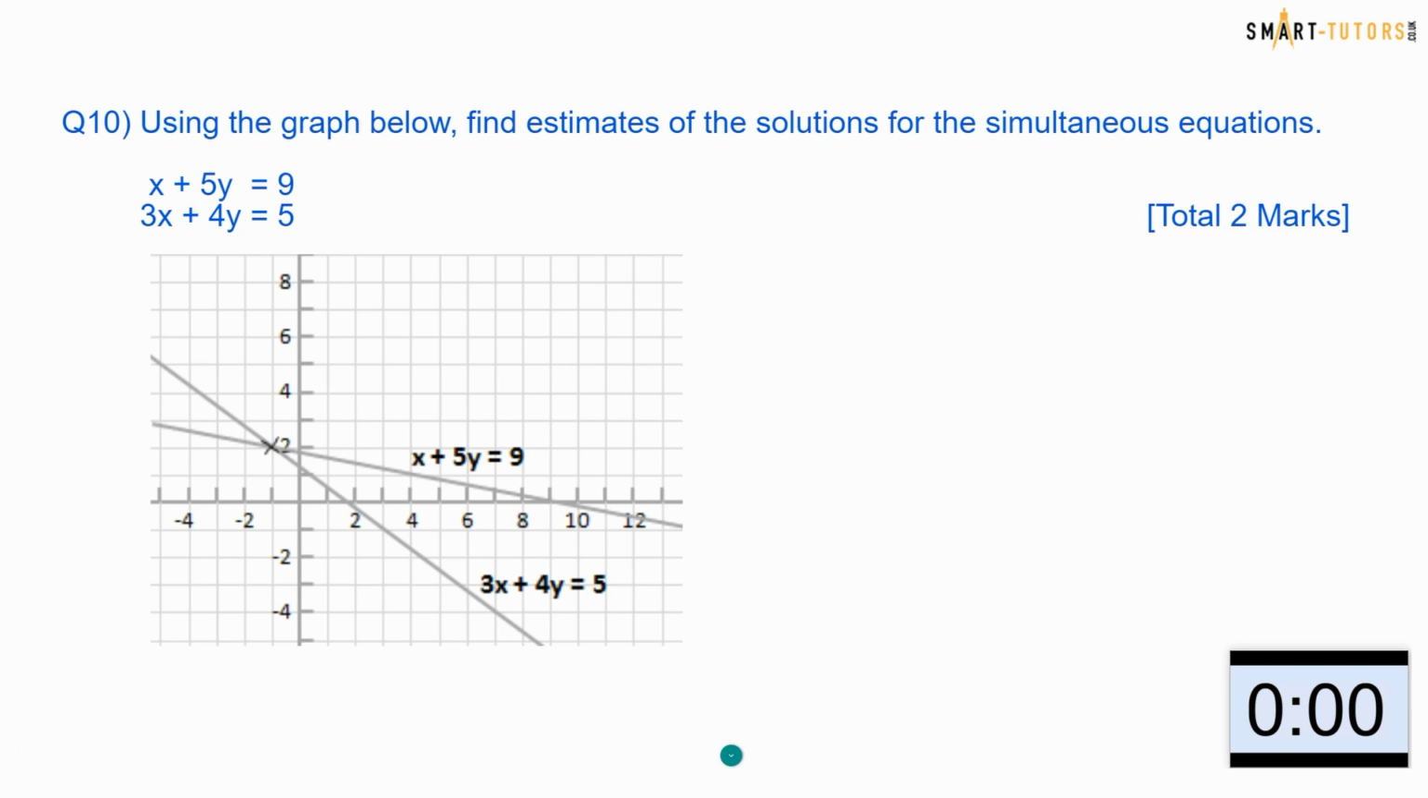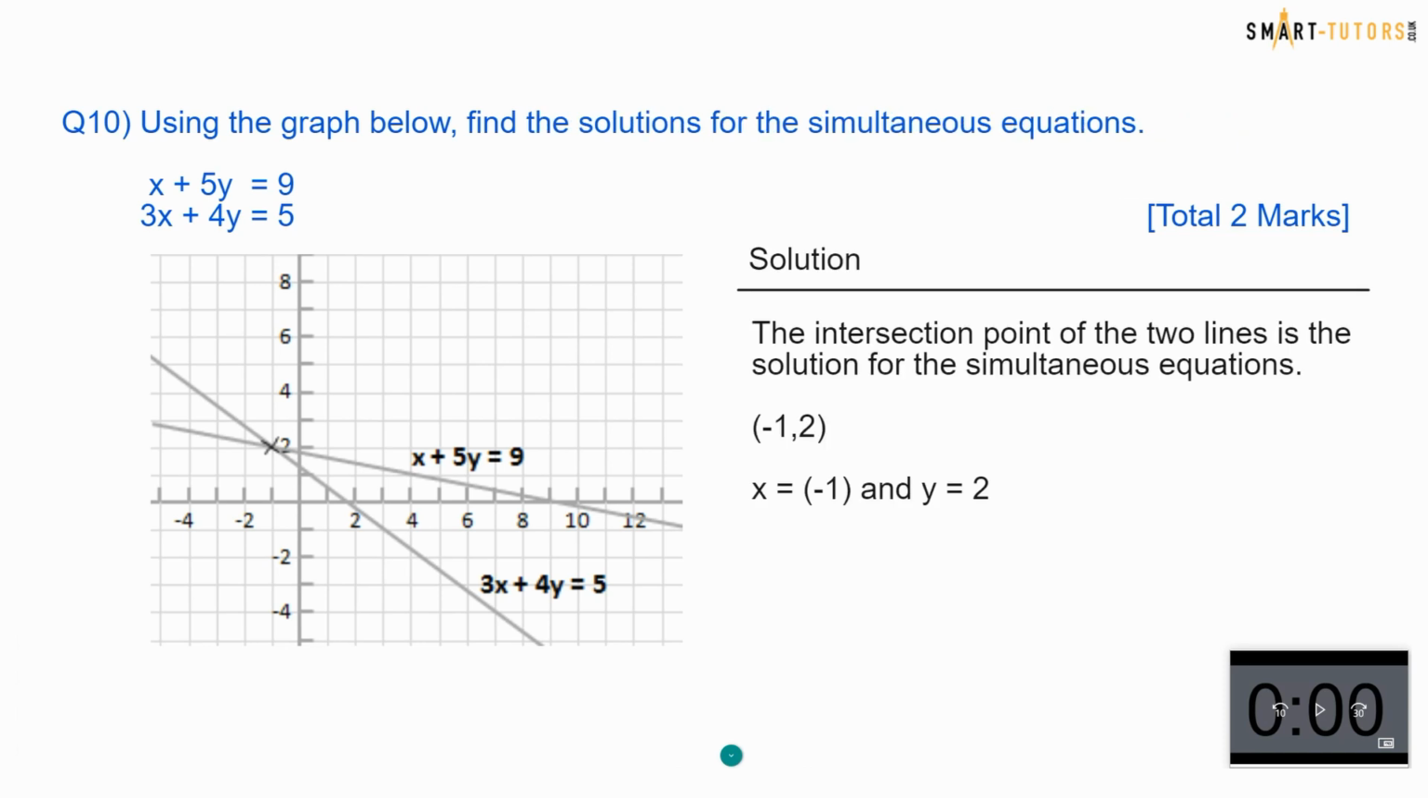That is the end of the time allocated for question number 10. Let's look at the answer and the solution. The intersection point of the two lines is the solution for the simultaneous equations. So the intersection point is here: the x coordinate is -1, the y coordinate is 2. So the answer is (-1, 2). So the x answer is -1 and the y answer is 2.